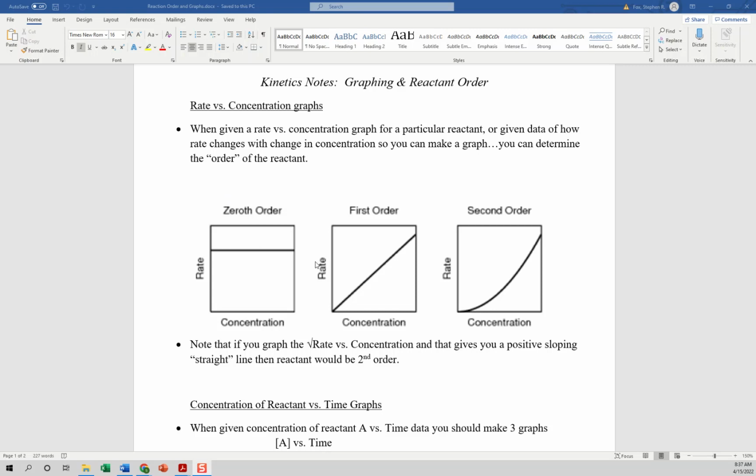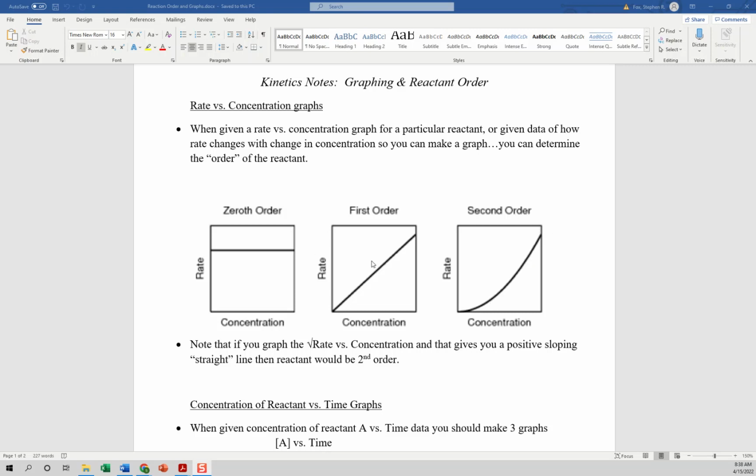But if you graphed rate versus concentration and you got a straight line, a positive sloping straight line, then that would show you it's first order, because whatever change you make in concentration, the same thing happens to the rate, and you're going to get a constant slope there. But if you graphed rate versus concentration and you got kind of like an exponential line, that would tell you it's second order, all right?